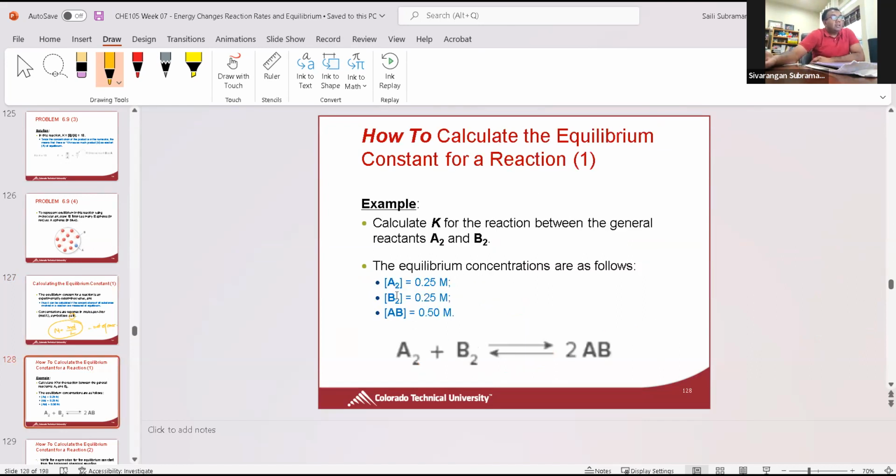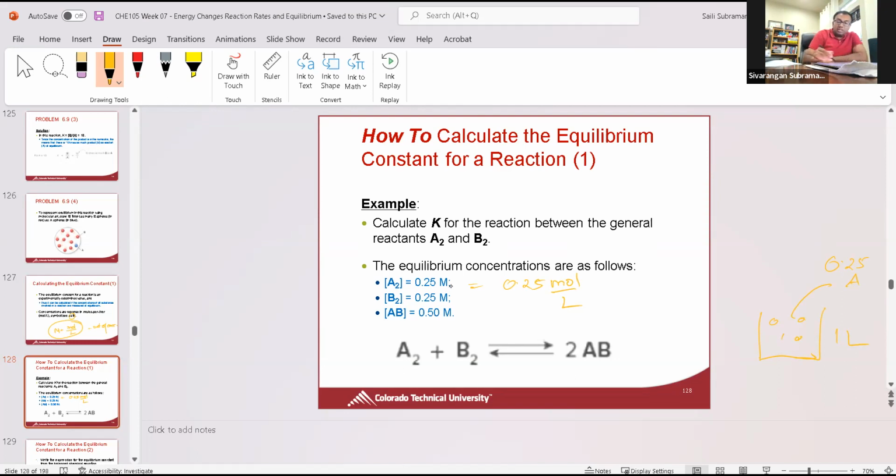So how do you apply that? Keep in mind the concentration of any compound is that compound put within square brackets. So this indicates that this is 0.25 molar, which is nothing but 0.25 moles per liter. What this means is that if you have a jar that is 1 liter, the concentration of A is 0.25 moles. The concentration of B2 is essentially the same, 0.25 moles, and the concentration of AB is 0.5 capital M or 0.5 moles per liter.